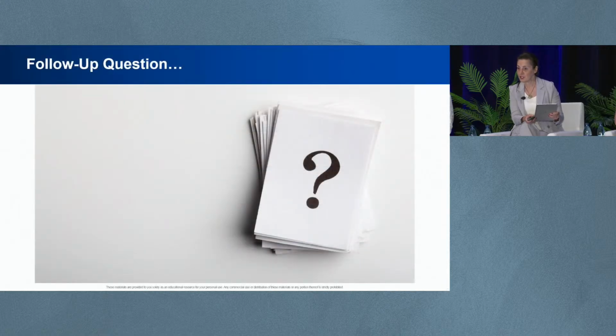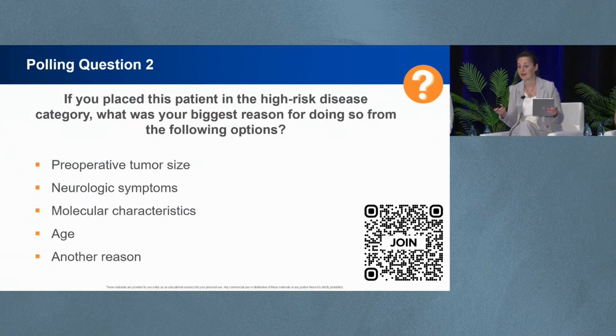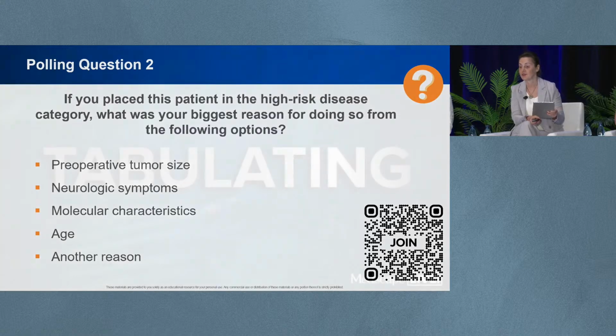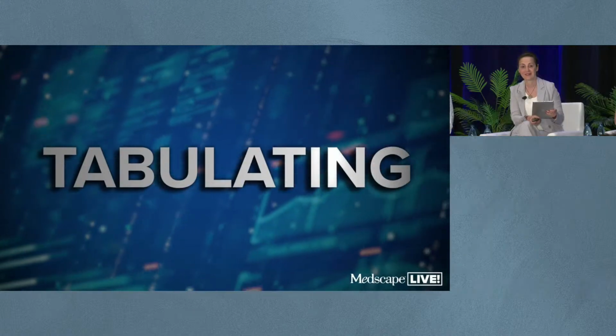And here's a follow-up question, because we saw about 30% of you were not clear. If you placed this patient in the high-risk category, maybe I should say the 15% who thought the patient was high risk, what was the biggest reason for doing so from the following options? Preoperative tumor size, neurologic symptoms, molecular characteristics, age, or another reason? Please vote.